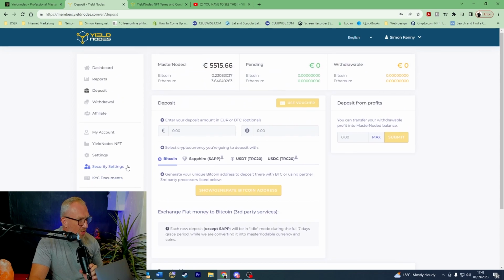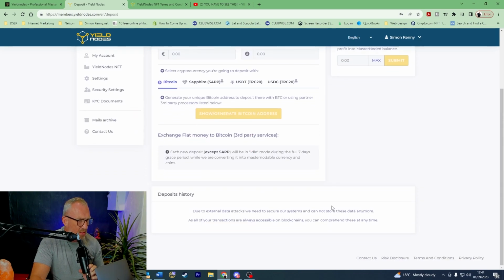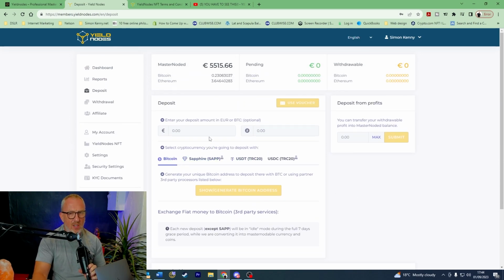It'll probably go when I click off it actually, but I just want to take you to reports here. And it says, after detecting a data breaching extension to our website, we additionally got under hacker attacks. To avoid any further data breaches, we close that section for now. All of your data are securely stored. So it says all of your data are securely stored here, but then on deposit, it says we cannot store these data anymore. So there's a bit of a contradiction there. Is it stored or isn't it stored? Who knows?